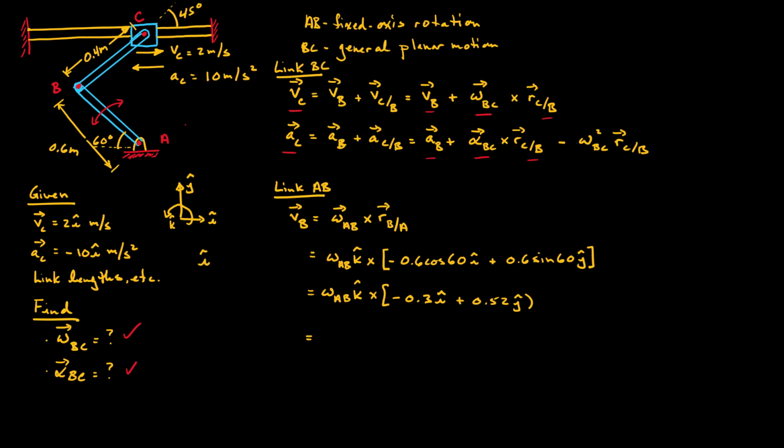You might remember from high school how to take cross products. This is your positive direction. If you take I crossed with J, you'll get a K. If you take K crossed with I, you'll get a J. Now, if you go in the opposite direction, K crossed with J, you'll get an I, for example. So here we have K crossed with I. That should give us a positive J, but we have the negative sign inside the bracket, so we'll be in the negative J direction. So we'll have minus 0.3 omega AB in the J direction.